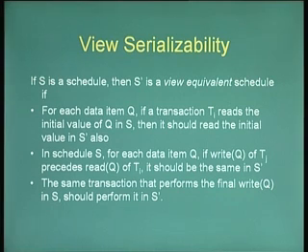And similarly, in the given schedule, for each data item Q, if Tj writes to Q before Ti reads it, then the same dependency should be maintained in any other schedule. That is, if anybody writes to a data element before somebody else reads it, this kind of dependency should be maintained if the schedule has to be view serializable.